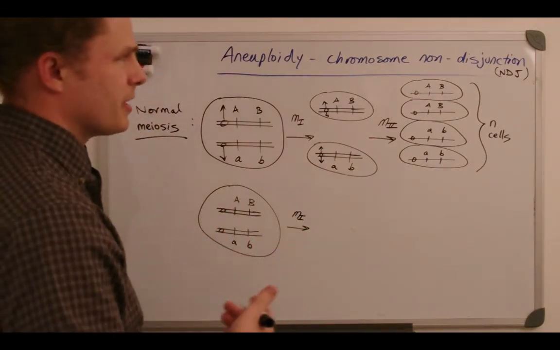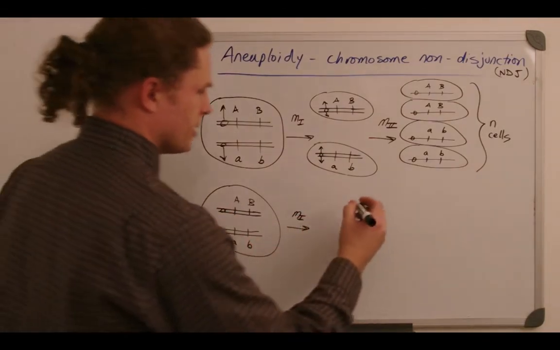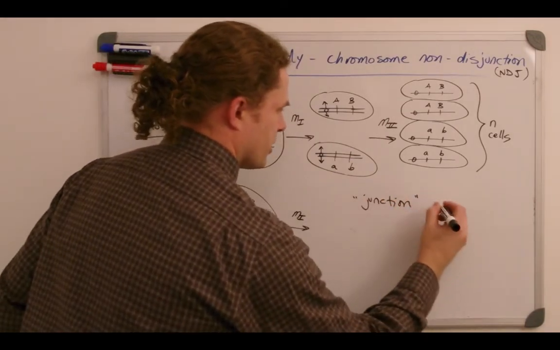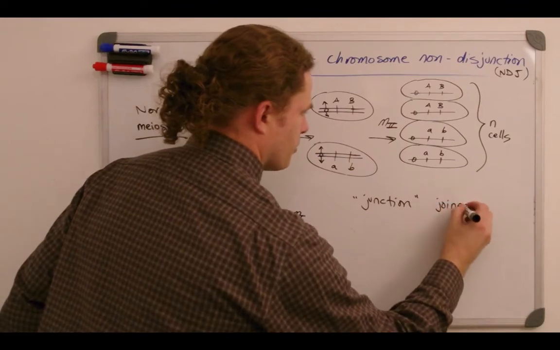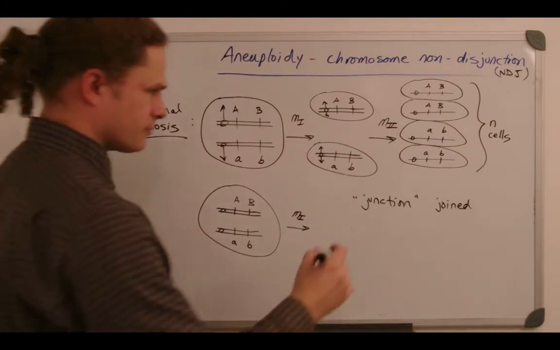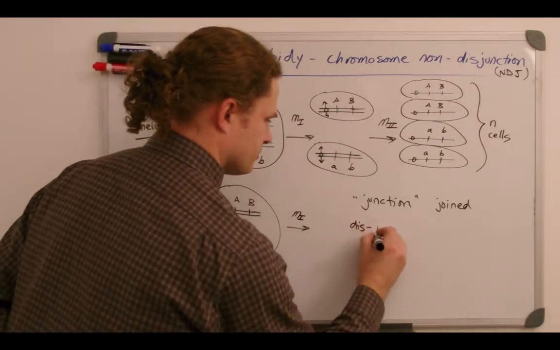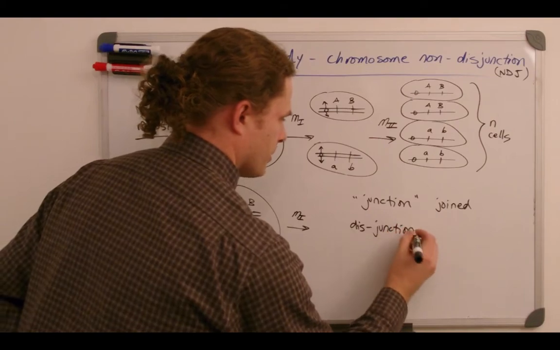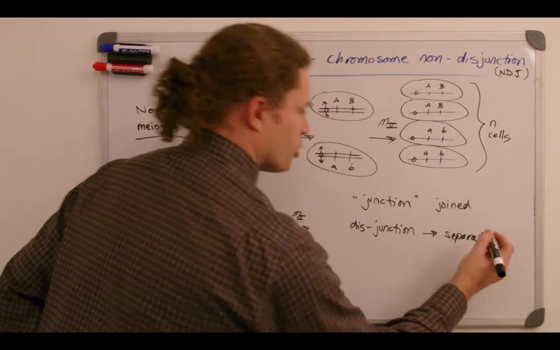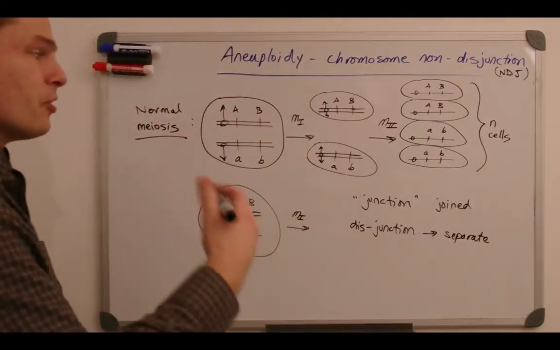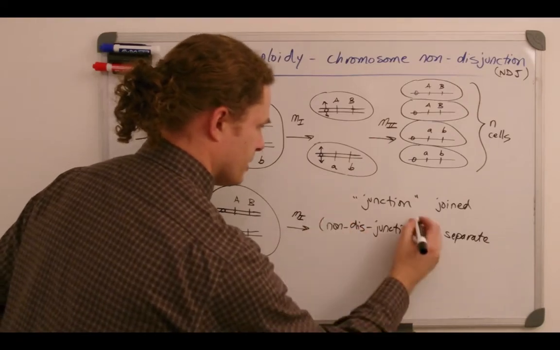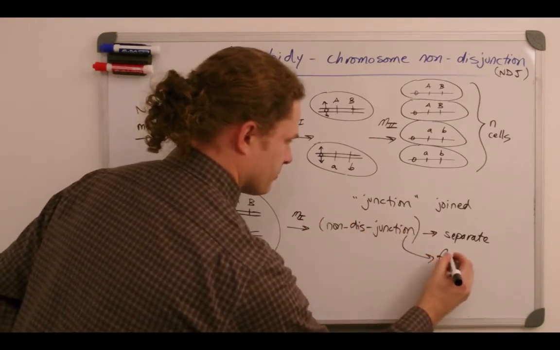Non-disjunction is a historical term and it's a double negative, so let's just tease out what it means. Junction is just an old-fashioned way of saying joined or together. When chromosomes are synapsed, they are joined. Disjunction simply means when chromosomes separate and are no longer joined. And then non-disjunction now means a failure to separate.